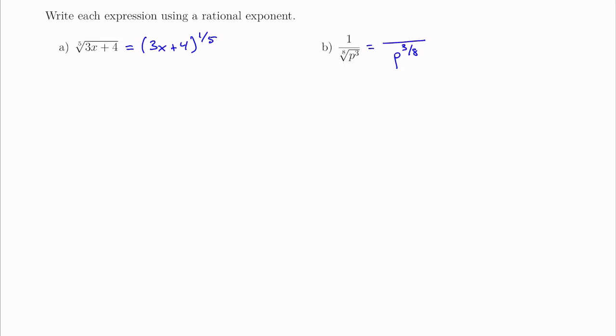This then gives us 1 over p to the 3/8. This is a correct answer that addresses the directions that were given. We rewrote the radical expression using rational exponents.